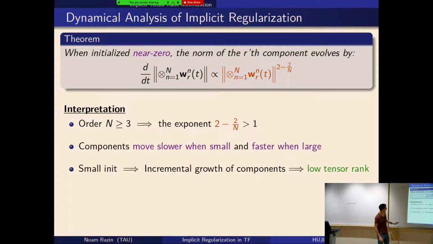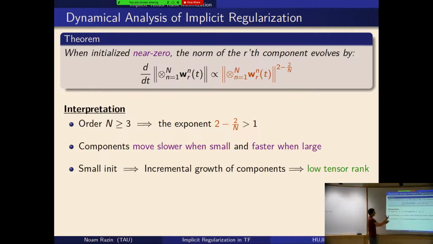Again, how does this theorem depend on r? On the r-th component? Each r, this theorem is true for each r. So the dynamics, the derivative with respect to time of the norm of a component, for any r, is proportional to the norm of itself to the power of 2 minus 2 over n.